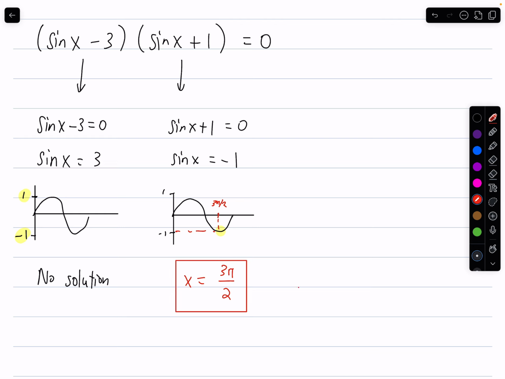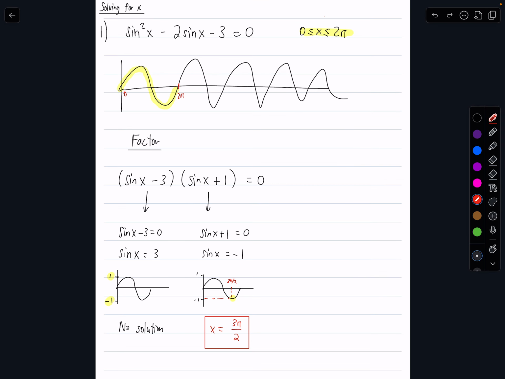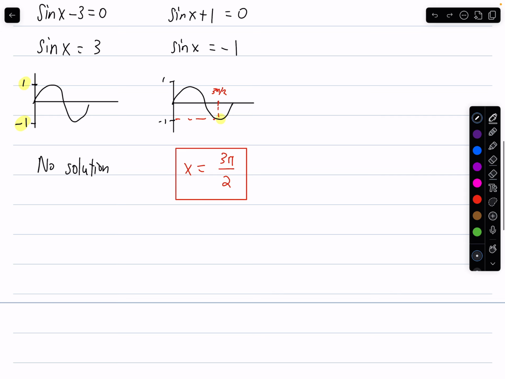So in this case, we factored it. We tried to get two solutions. We found out that one gave us no solution, but the other one gave us 3 pi over 2. And we make sure, okay, is 3 pi over 2 in between the 0 to 2 pi? Yes, it is. Cool. Good. Now we can go to the next question. And that's all it is, guys. It's very, very simple. Okay, let's try another question.